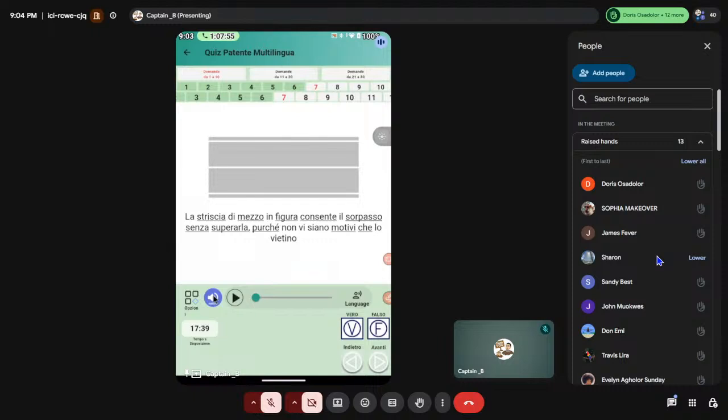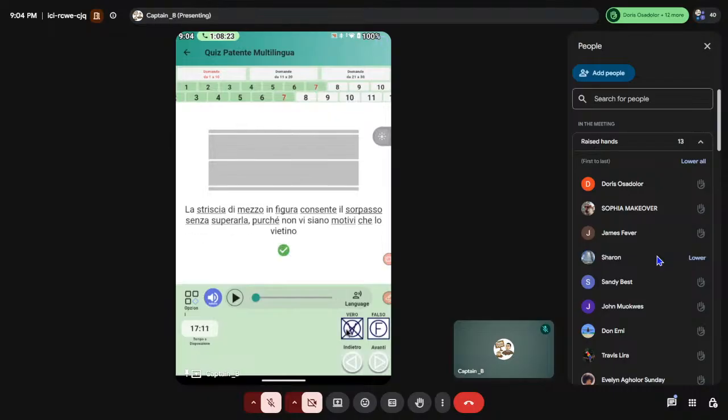La striscia di mezzo in figura consente il sorpasso senza superarla, purché non vi siano motivi che lo vietino. Say what? Sorry, falso. I'm asking. He said, la striscia di mezzo in figura consente il sorpasso. Vero, vero, vero. I'll read it again.